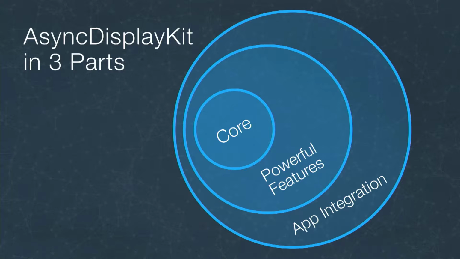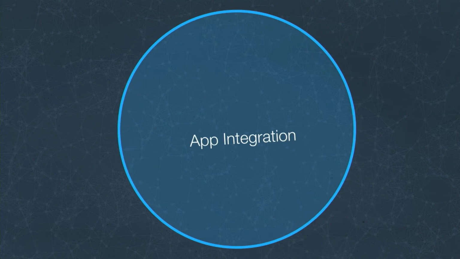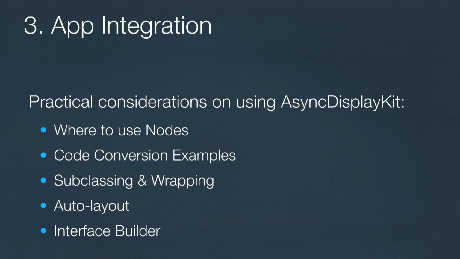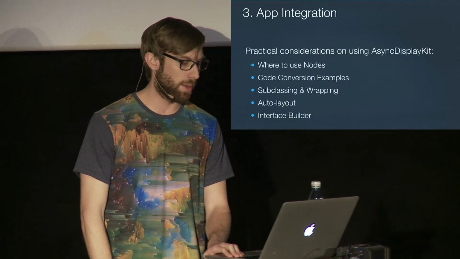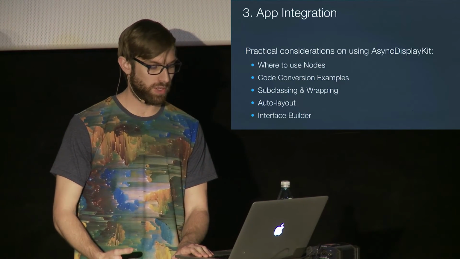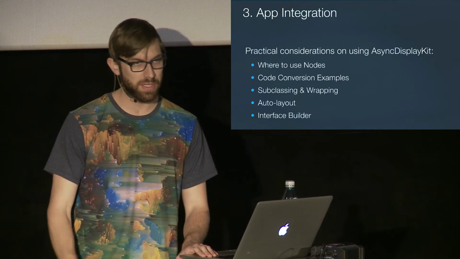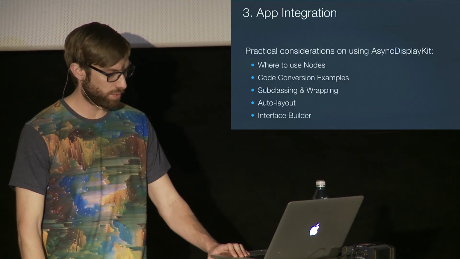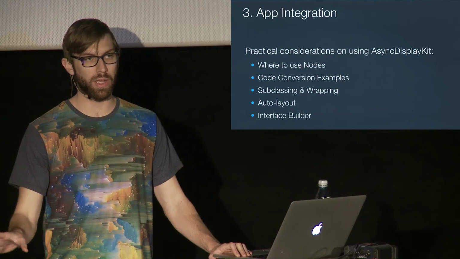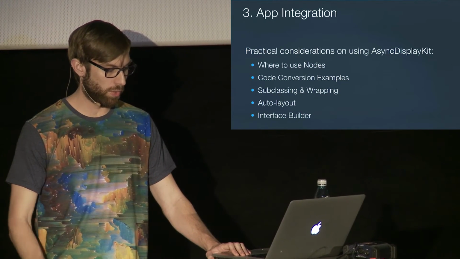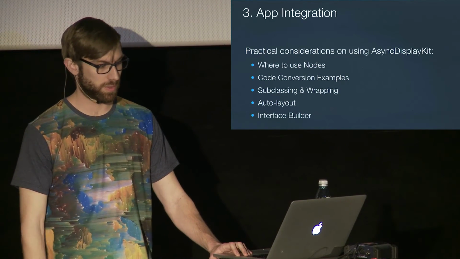So let's wrap up looking at app integration concerns. There are a number of different aspects to this. The first is a mental model of where you should use nodes. You shouldn't convert absolutely everything in your app. And we'll get into some code conversion examples so you can see what's required. Subclassing, wrapping, just very briefly, wrapping being existing UIKit components. How this works with Autolayout and Interface Builder.